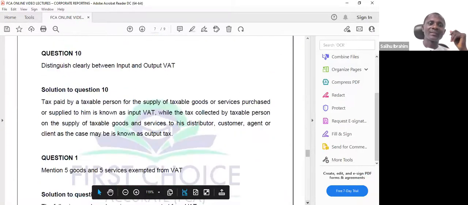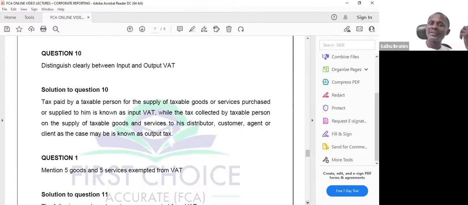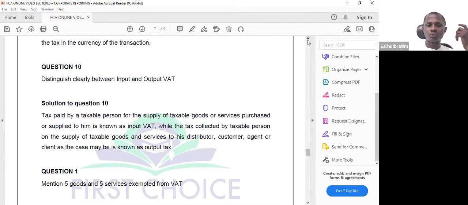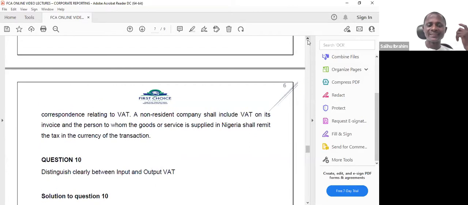Question number 10. Distinguish clearly between input and output VAT. Who can distinguish for us? What is input VAT? What is output VAT? I think I've mentioned it before. Type in your solution. What do you mean by input VAT? And what do you mean by output VAT? Send me your answer. Distinguish clearly between input VAT and output VAT.